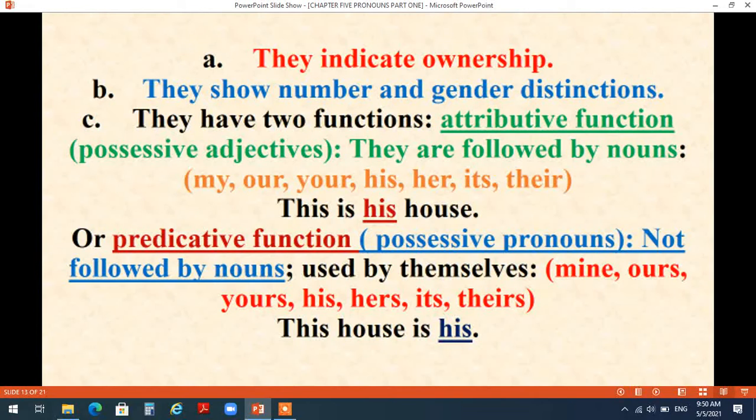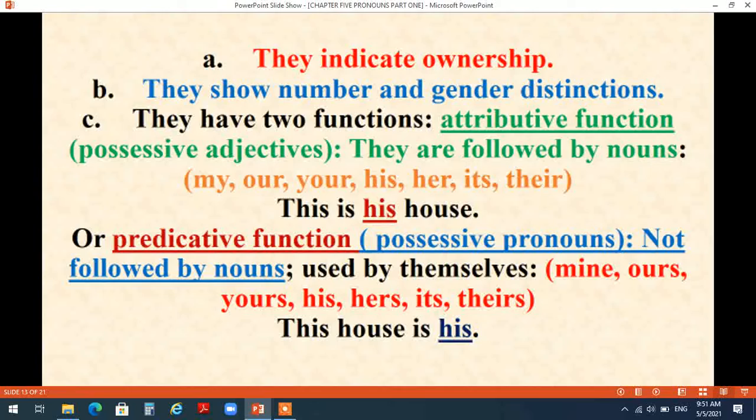دائما تكون متبوعة باسم. Or sometimes they are called possessive adjectives. So they are followed by nouns. يعني هذا النوع أو هذه الوظيفة من وظائف ضمائر التملك نسميها attributive function، أو أحيانا تسمى possessive adjectives. دائما تكون متبوعة باسم، يعني لا تأتي لوحدها في الجملة، بل ينبغي أن يتبعها اسم دائما.